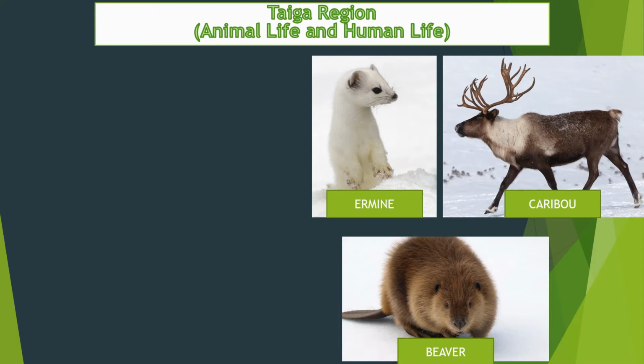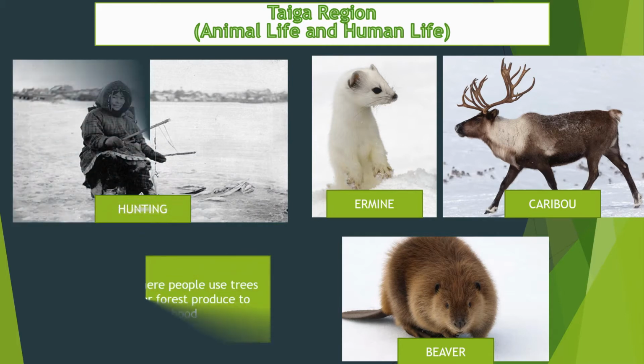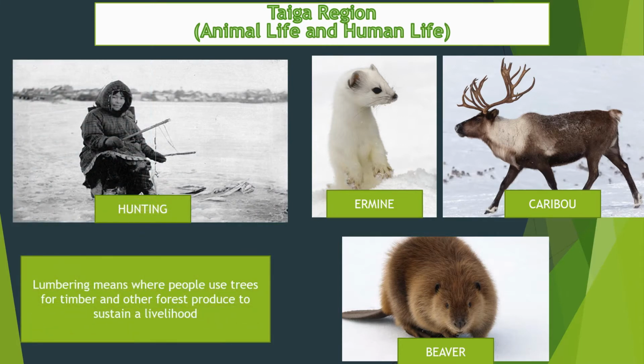The human activity that is carried out in the taiga region is hunting and lumbering. Lumbering basically means the process of cutting trees for obtaining timber and other forest products for commercial purposes. As well, small scale agricultural activity is also carried out in the taiga region.